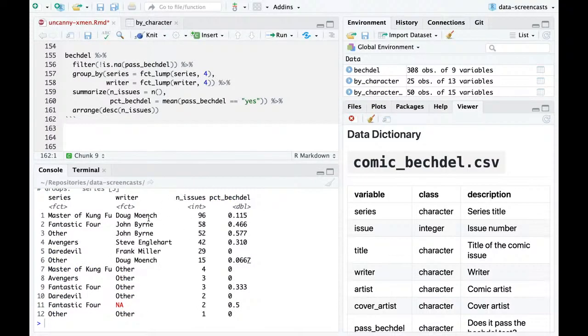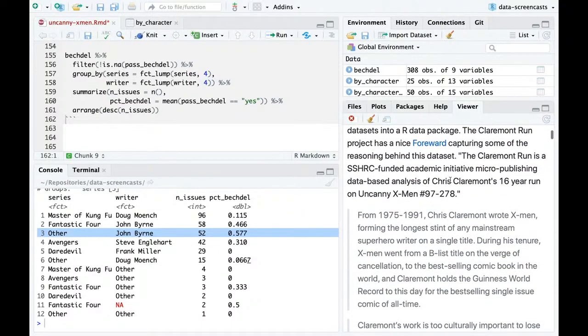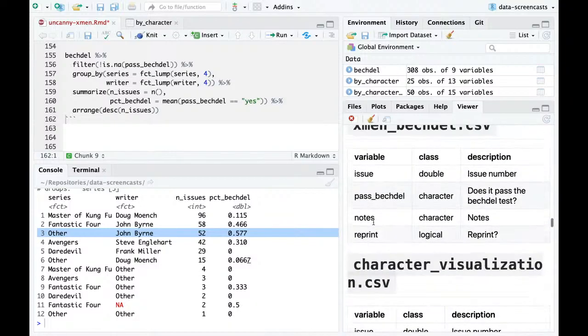This is just, I think, generally kind of interesting. All right, so Frank Miller wrote 29. We have 29 issues of Daredevil here, and none of them passed the Bechdel test. All right, yeah, so this is not X-Men. X-Men, I guess, is all the same person, Chris Claremont. Okay, all right.